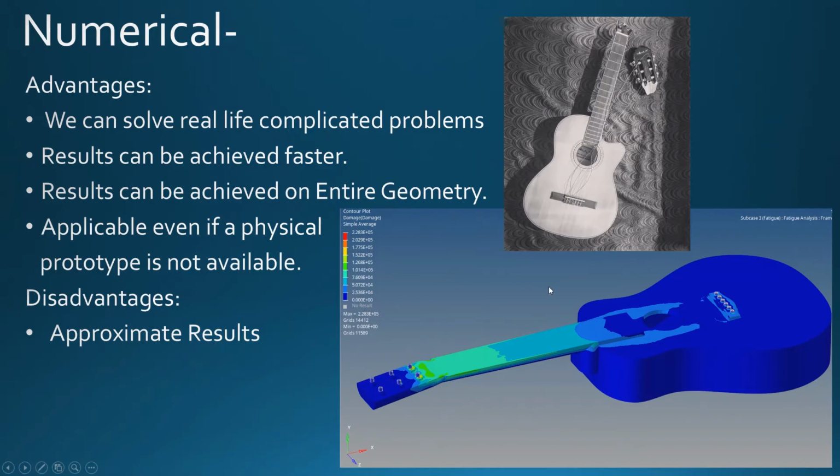You can see it is exactly the same position where the guitar broke. The stress concentration here is quite high, and that's where the guitar breaks. So this is why you should always opt for the numerical method, even though it gives an approximate result. But if you apply the proper boundary condition, then the result which you are going to get is very likable.